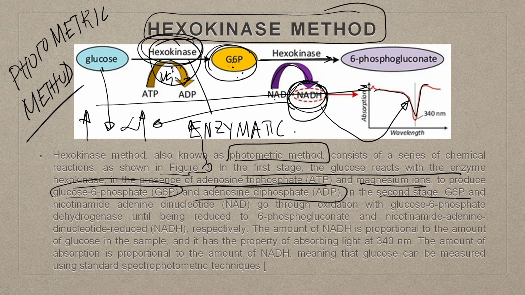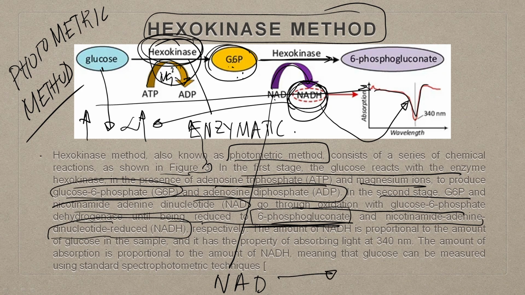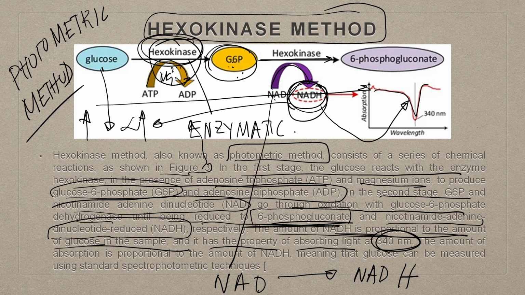In the second stage, glucose 6 phosphate and nicotinamide adenine dinucleotide, which is NAD, go through oxidation with glucose 6 phosphate dehydrogenase until being reduced to 6 phosphogluconate and nicotinamide adenine dinucleotide in a reduced state, NAD to NADH. The amount of NADH is proportional to the amount of glucose in the sample, and it has the property of absorbing light at 340 nanometer.